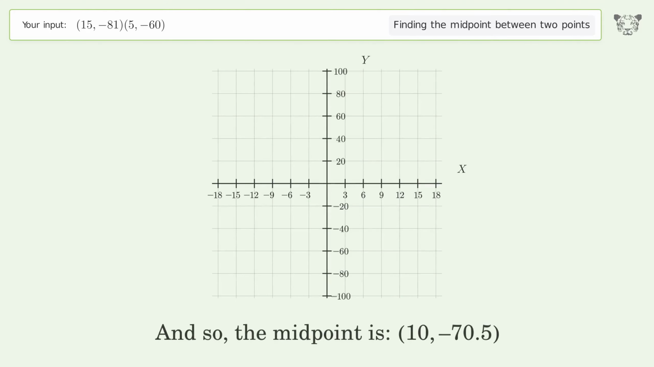And so, the midpoint is 10, negative 70.5.